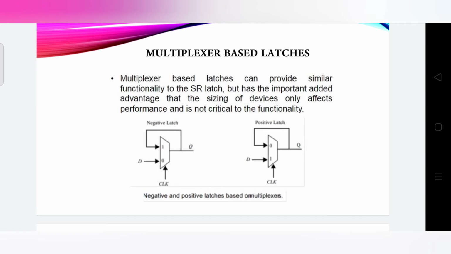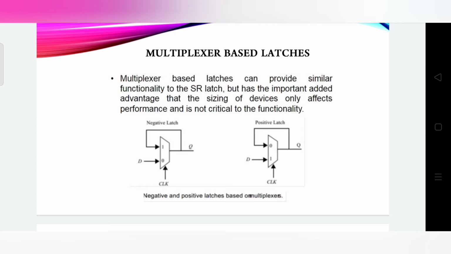One is the negative latch, and in the negative latch the Q is given to the 1 input. In the positive latch the Q output is given to the 0 input. Based on the clock, the multiplexer, which is also known as a data selector, chooses either D, which is given to the 0 input, or the passed output, which is Q, given to the 1 input in the negative latch, and vice versa for the positive latch.